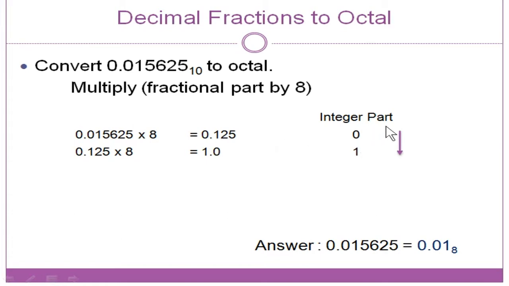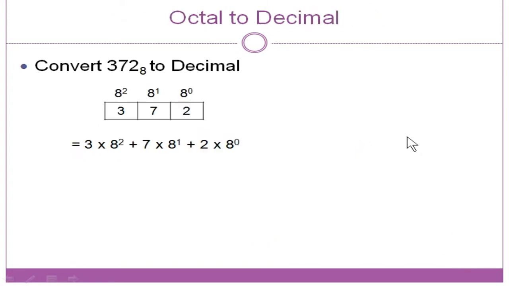So the integer part you have to write in top to bottom order. So 0, 1 is the answer for the decimal fraction. Okay, so 0.011 base 8 is the answer. Next is octal to decimal.